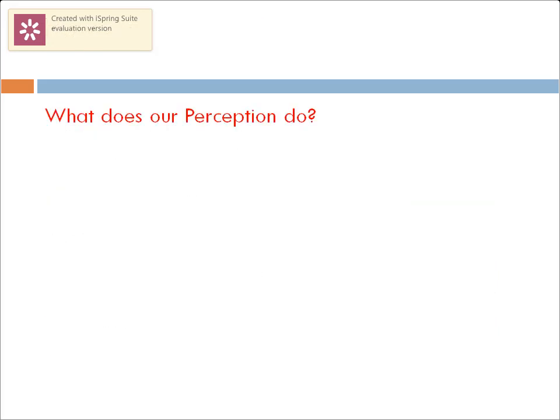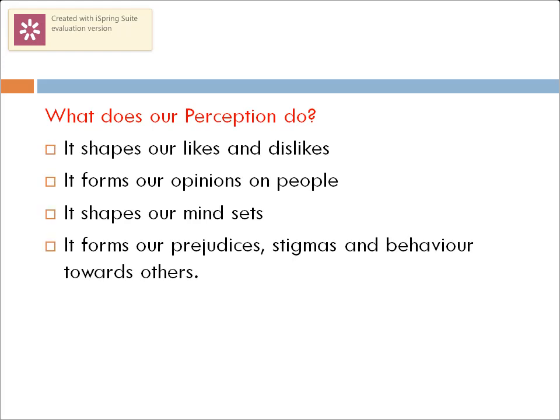Now, what does our perception do? Okay, it seems a little bit scientific, but then what happens? What happens when we perceive things the way we do? Now, it shapes our likes and dislikes. Why somebody likes red color and somebody likes violet is based on their perception.